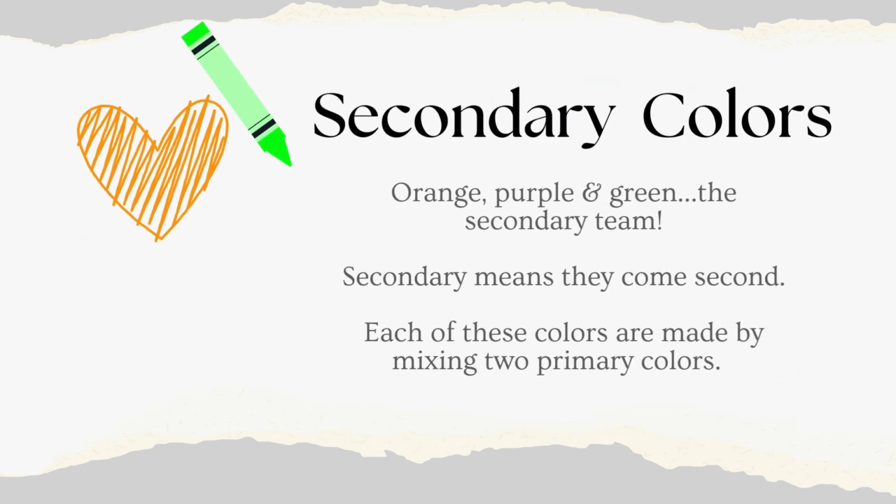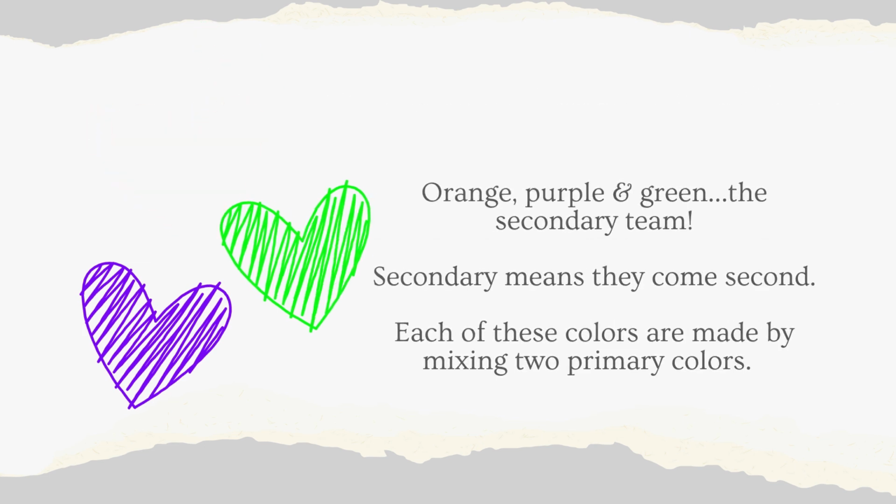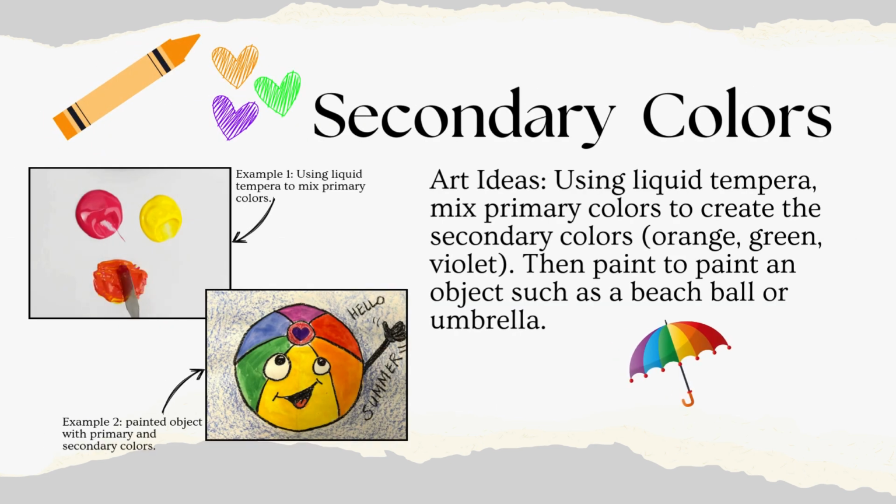Orange, purple, and green, the secondary team. I inform the students that secondary means they come second and that each of these colors is made by mixing two primary colors. Using liquid tempera paint, mix primary colors to create the secondary colors. Then paint an object such as a beach ball or an umbrella to display all the colors.